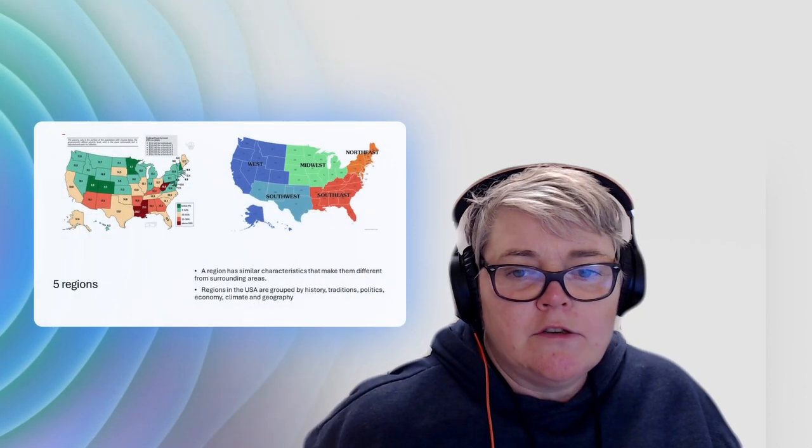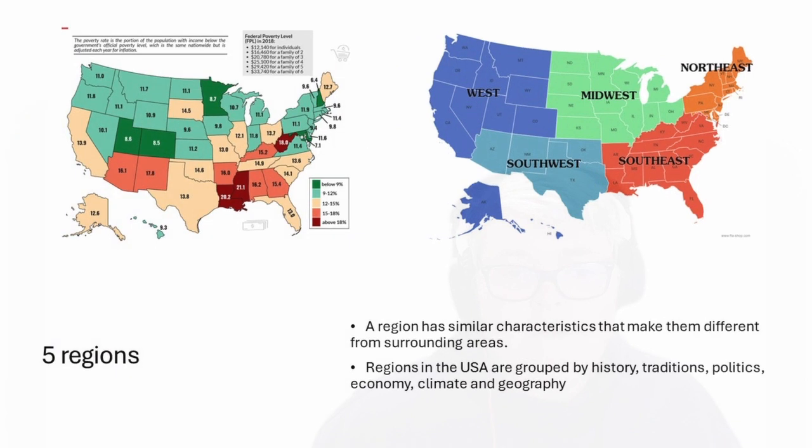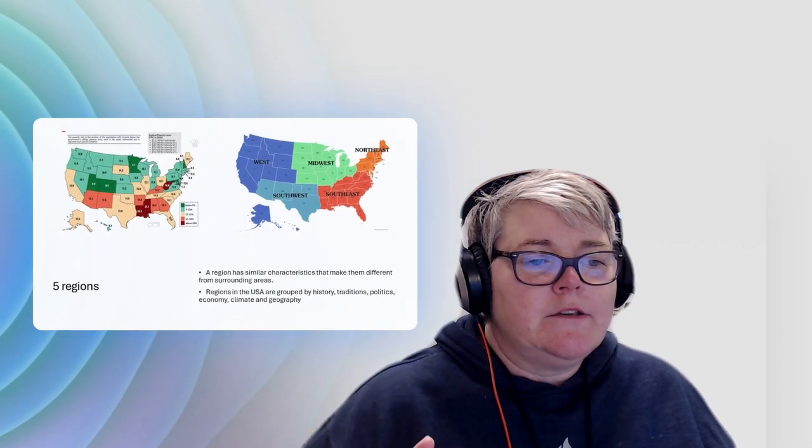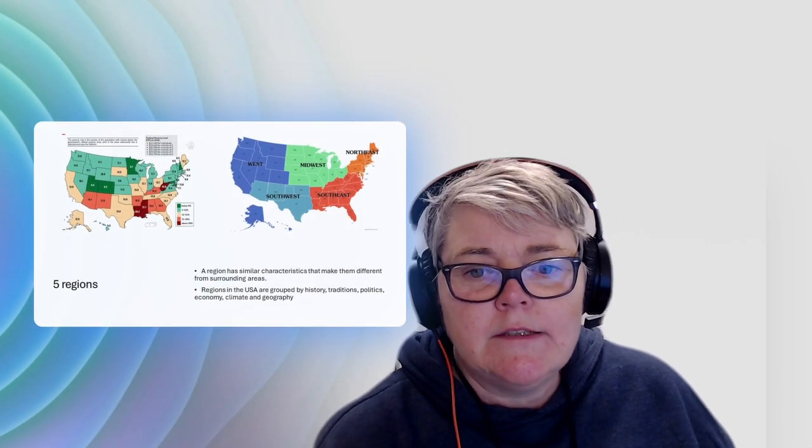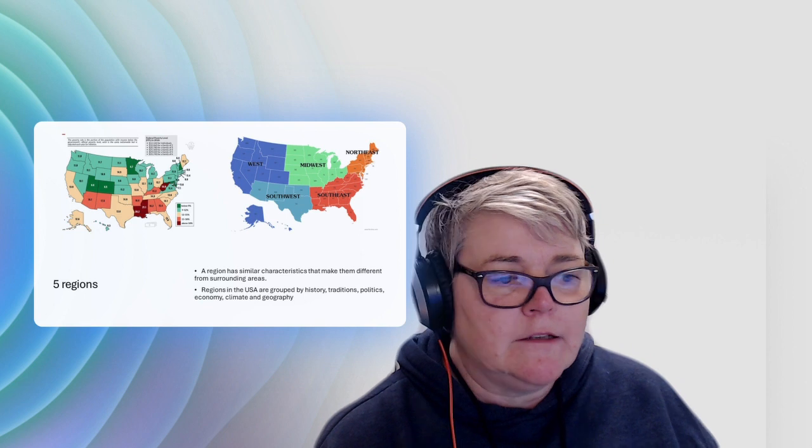Another example is poverty, where you can see that in the states in the south there's a higher percentage of poor people living in these states compared to the states in the west, the Midwest, or the Northeast. And you will find similarities like this in the regions across a lot of fields.